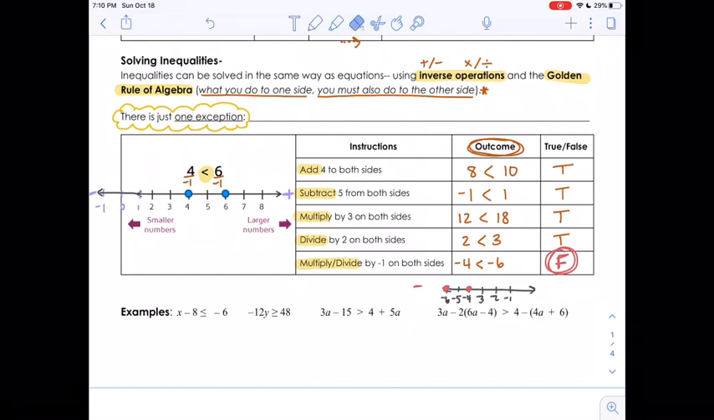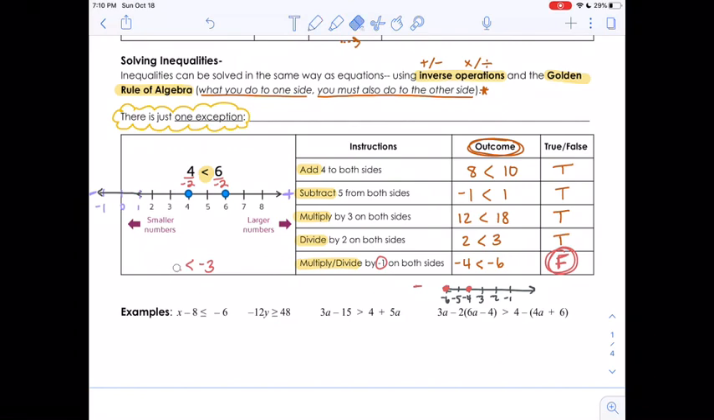So let's see if I multiply or divide by another negative. It looks like it's the first time I've been doing a negative, so let's try that. If I divide by a negative 2, let's see what happens. So 4 divided by negative 2 is negative 2, less than. 6 divided by negative 2 is negative 3. Is negative 2 less than negative 3? No, that's actually not correct as well.